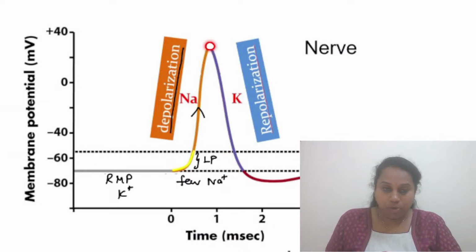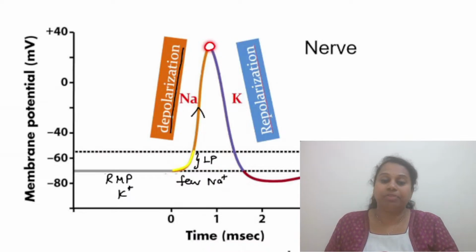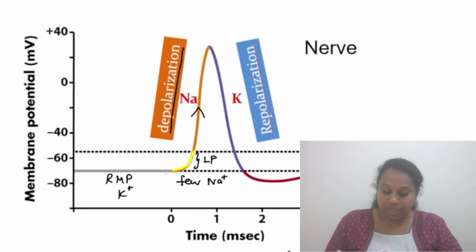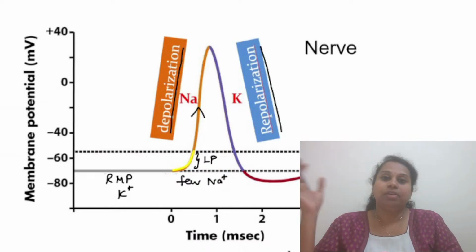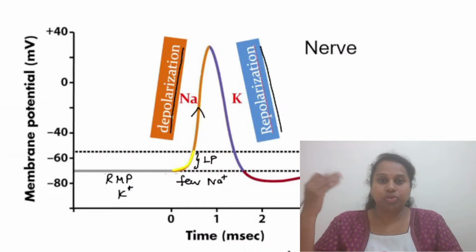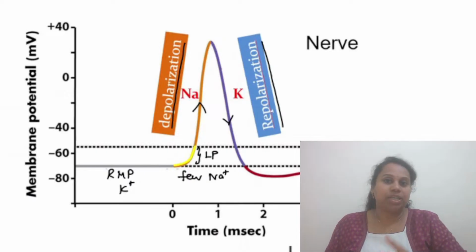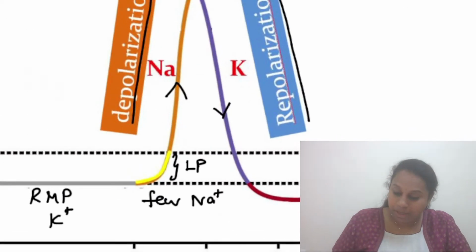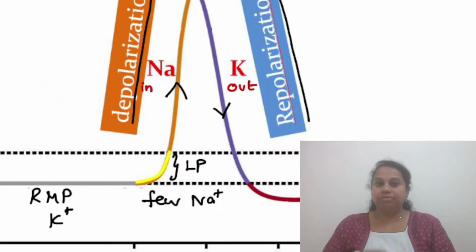And this reaches a positivity where it will cross even 0, it might go even up to plus 35. And after that there is potassium efflux, which is called repolarization. Potassium ions are moving out. Potassium is a positive ion. When a positive ion goes out, the cell becomes negative. So when it is returning back to negativity, it's because of potassium efflux. So depolarization is due to sodium coming inside, and repolarization is due to potassium going out. Influx, efflux.